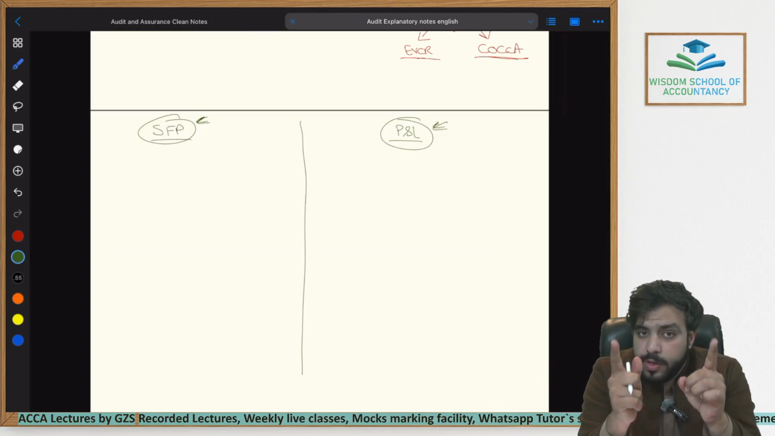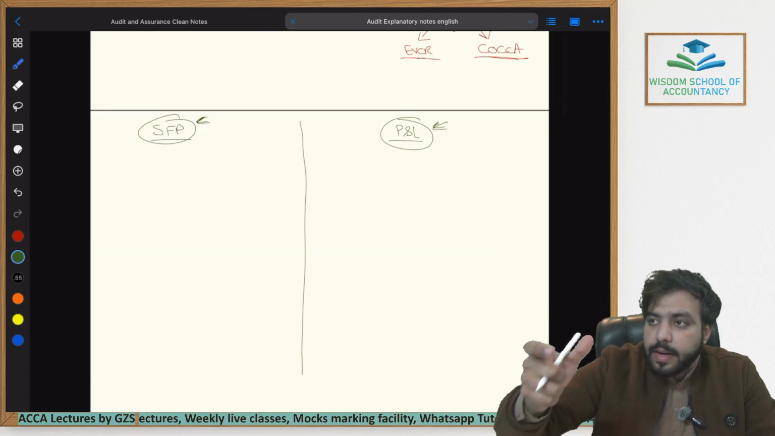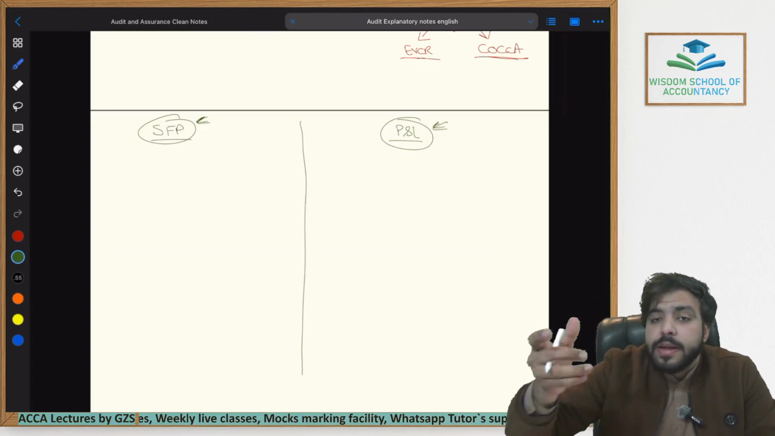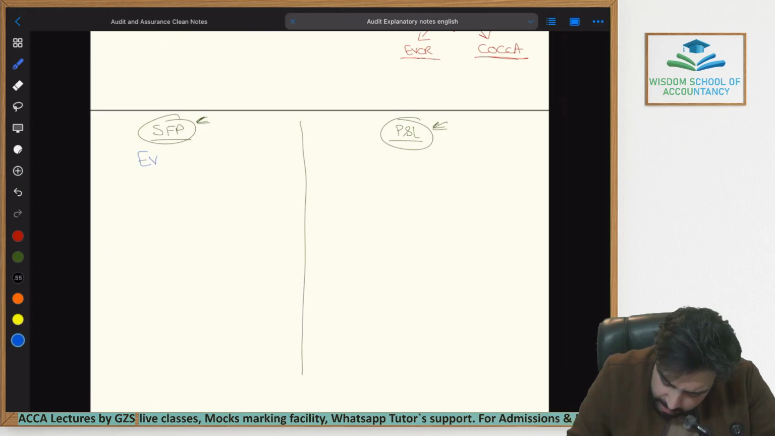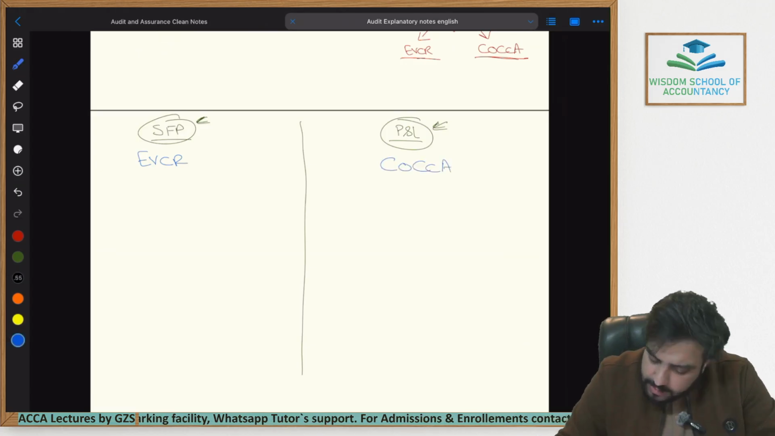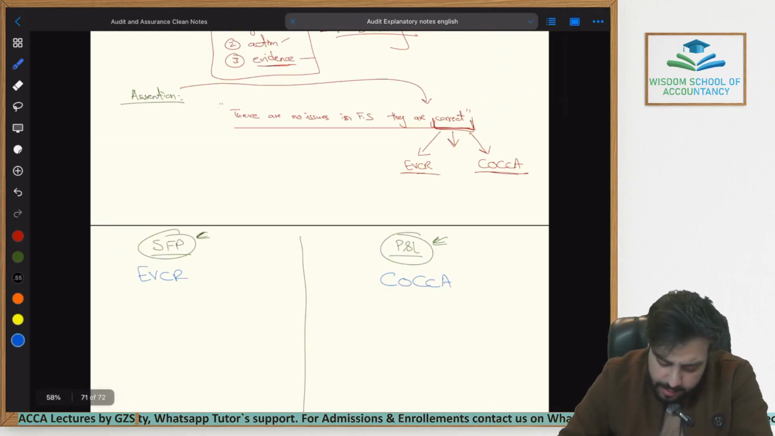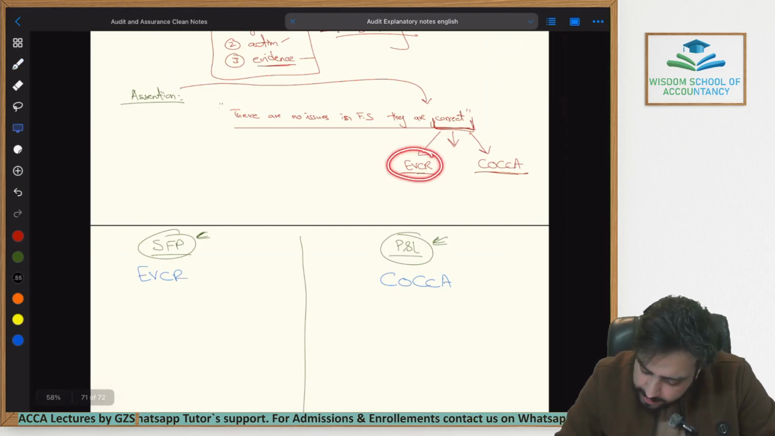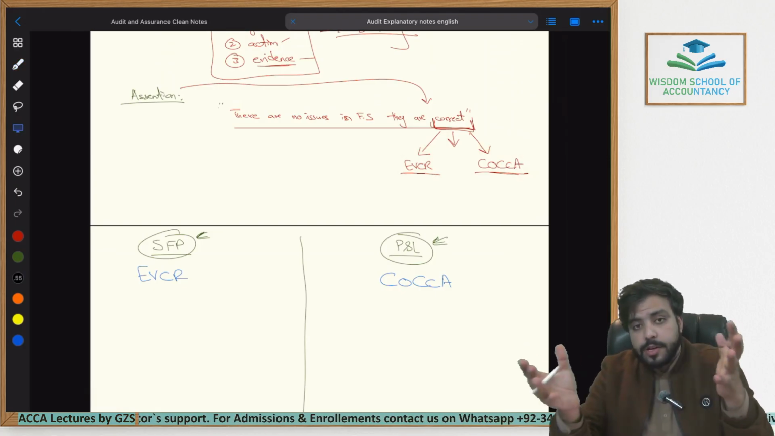Now, let's come towards the topic that we were studying: assertion. Management says that our financial statements are correct. Whenever management says that it is correct, they mean two things: that there is no EVCR issue within the statement of financial position and there is no COCA issue within the statement of profit and loss. What is meant by this? These are the two different types of assertions that a management has regarding the statement of financial position and statement of profit and loss.